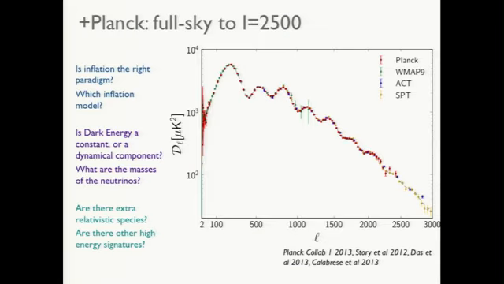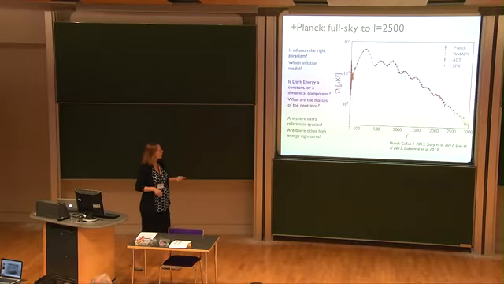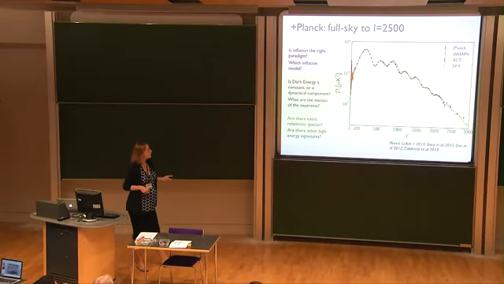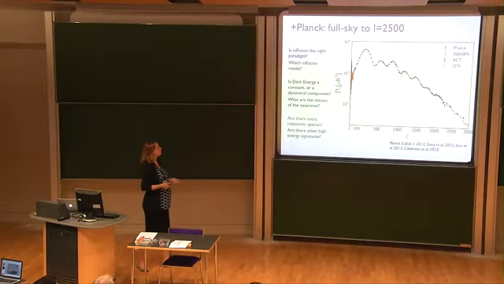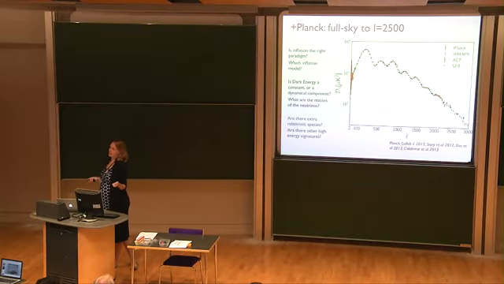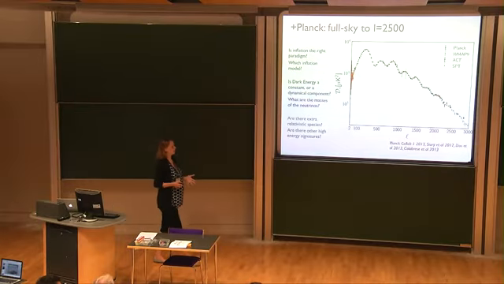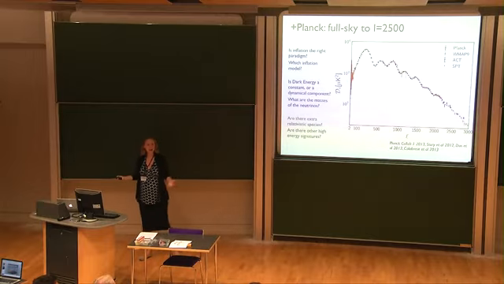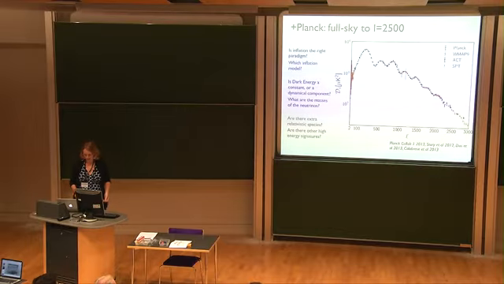So with these small-scale features, we can now ask a number of questions. We can probe inflation, test inflationary models. We can ask about dark energy, whether we have any evidence for a dynamical component in it. We can ask about what are the masses of the neutrinos. We can also question, are there additional relativistic species that we can see in the universe? Or are there actually other high energy signatures that we can see? Because by having all of these features in the power spectrum, going from 3 acoustic peaks to 9 is helping us a huge amount.